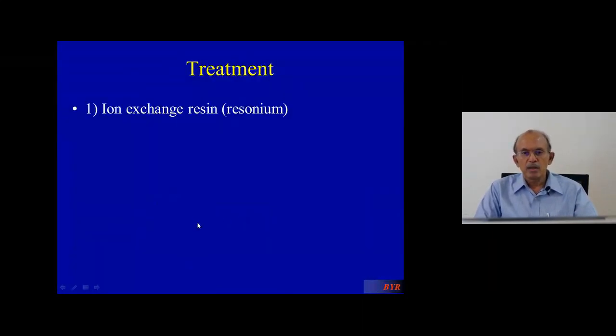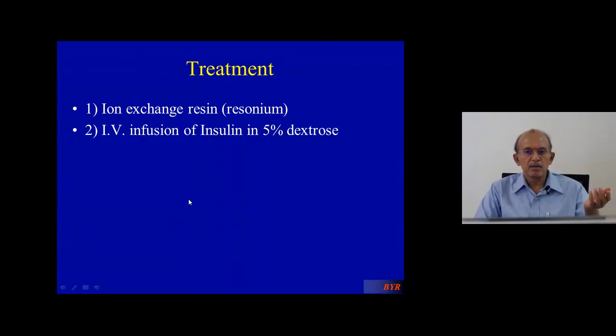Treatment. So the kidney is not functioning. That is why you must take the other routes for elimination. So, ion exchange resin. That means there are some resins which will exchange one ion for the other ion. You give it by mouth, that goes into the gut and it absorbs potassium from the gut ECF and excretes it out. There is ion exchange resin, but it is not very effective.